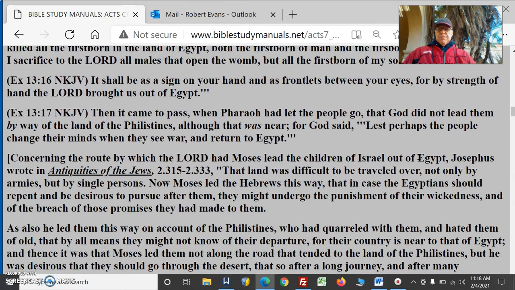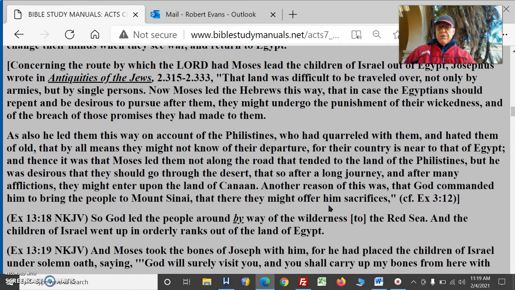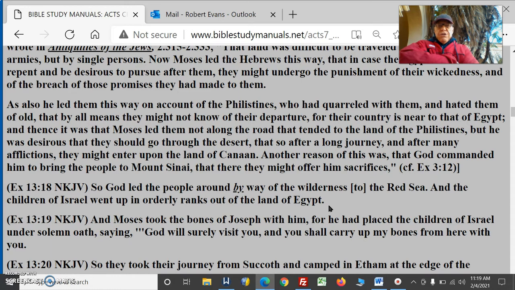So concerning the route by which the Lord had Moses lead the children of Israel out of Egypt, Josephus wrote in Antiquities of the Jews that the land was difficult to be traveled over. We've seen that, not only by armies, but by single persons. Now Moses led the Hebrews this way, that in case the Egyptians should repent and be desirous to pursue after them, they might undergo the punishment of their wickedness and of the breach of those promises they had made to them. As also he led them this way on account of the Philistines, who had quarreled with them and hated them of old, that by no means they might know of their departure, for their country is near to that of Egypt.